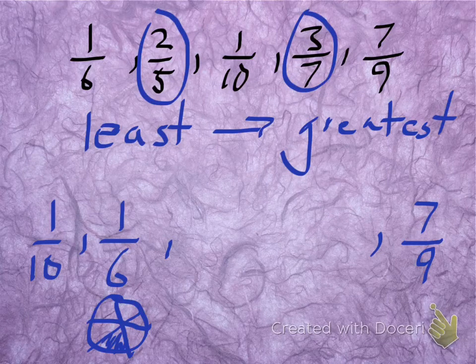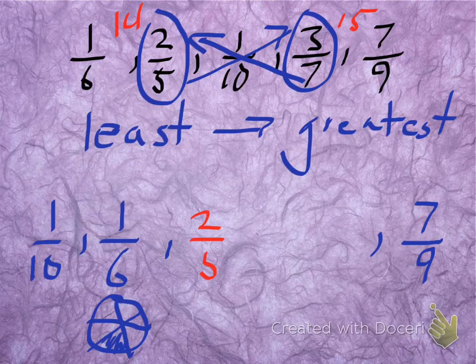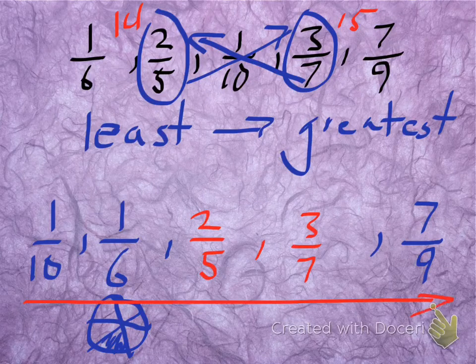So let's take those two, do the crisscross, even though they're kind of spread out. What do you get when you do 7 times 2? 14. And when you do 5 times 3? 15. So the smaller fraction is 2/5, and the bigger fraction is 3/7. And now I've put my fractions in order from least to greatest.